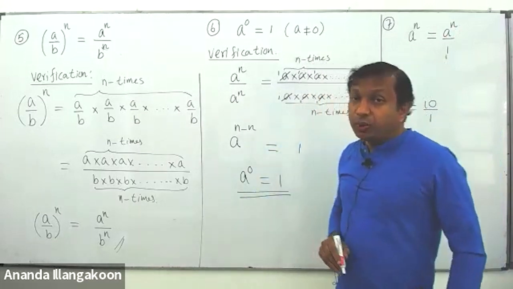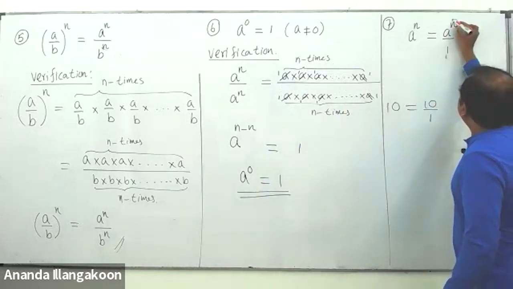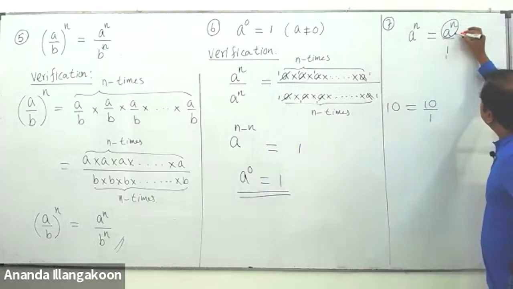People, the next law, you know already this. This says this a to the power n, at the moment it is at the numerator, no. You can bring this to the denominator here.